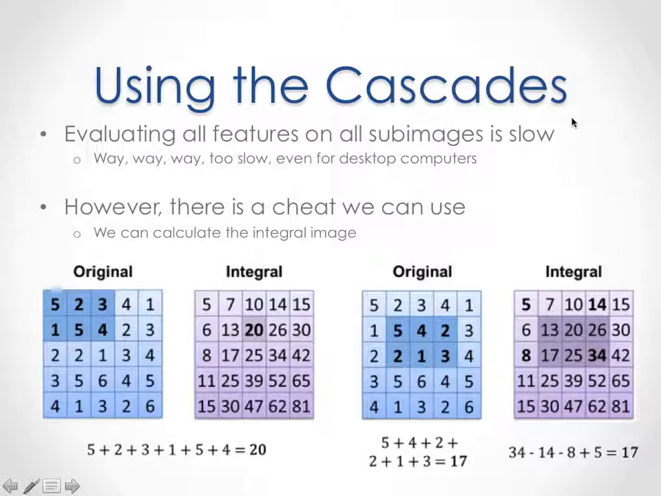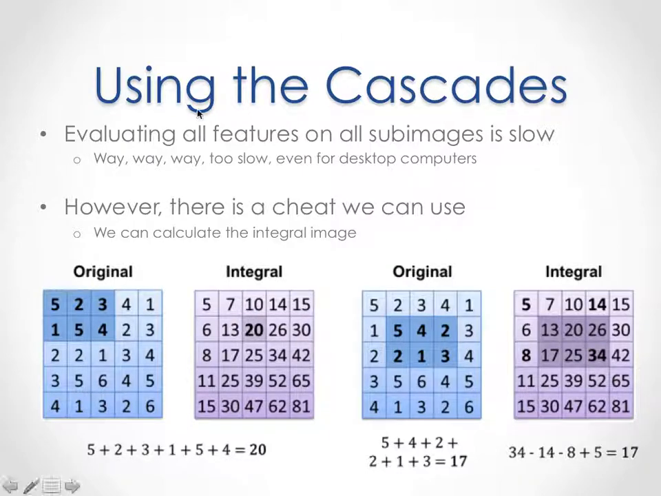The key idea is that even with just the features that AdaBoost has picked out, it's still way too slow to try and do a correlation with the image across all the possible sub-images in real time. We still have a hard time touching every pixel in our image. So there's a little cheat that we can use that has to do with the nature of our features. Basically, the fact that our features are all just black and white rectangles. The thing that we can use is called the integral image.